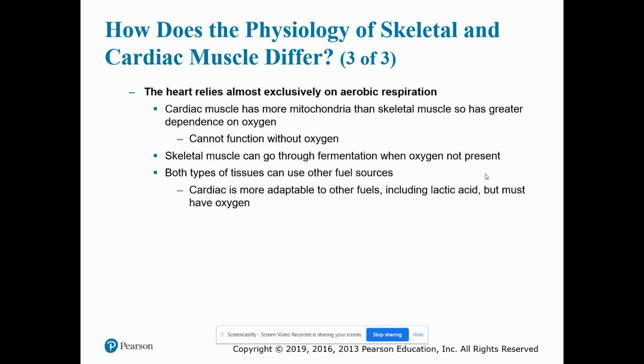The heart relies almost exclusively on aerobic respiration. The cardiac muscle does have more mitochondria than skeletal muscle, so it does actually have a greater dependence upon oxygen. It cannot function without oxygen. Skeletal muscle can actually go through fermentation whenever oxygen is not present. It doesn't produce as much ATP, but it can still go through fermentation. Both types of tissues can use other fuel sources, but cardiac muscle is more adaptable to other fuels, including lactic acid. But again, it must have oxygen.